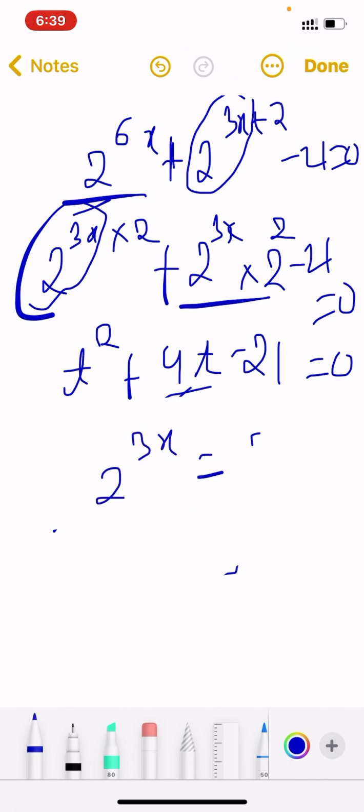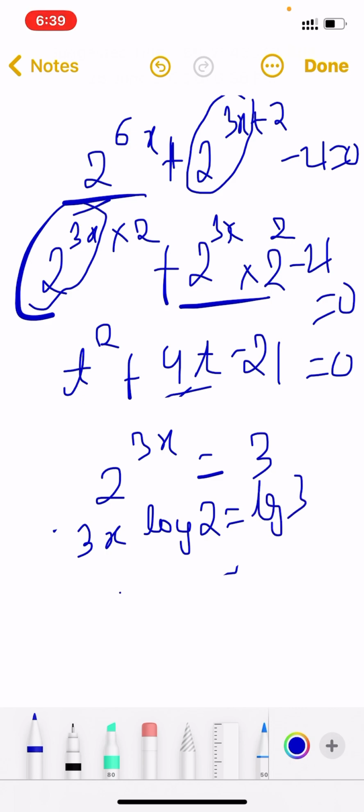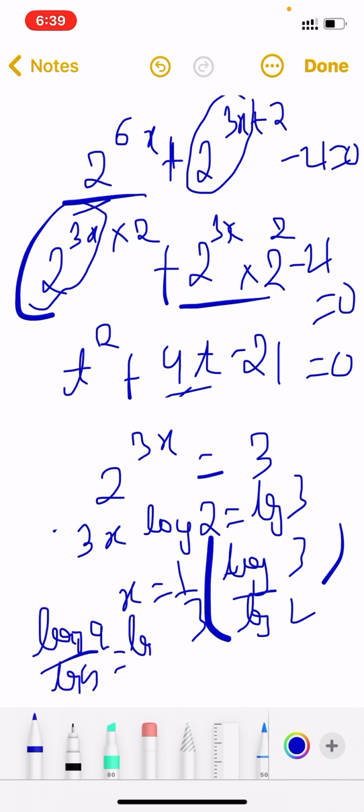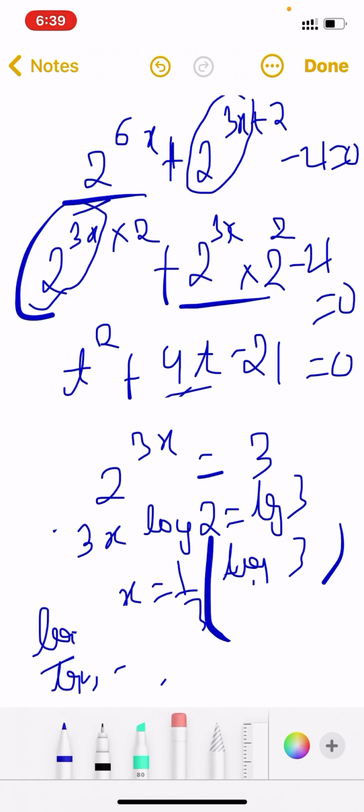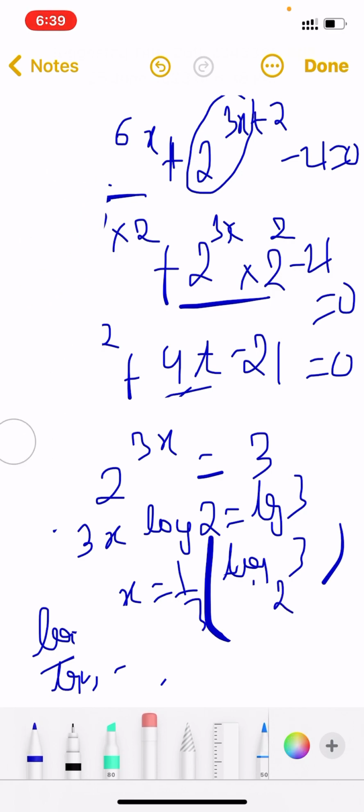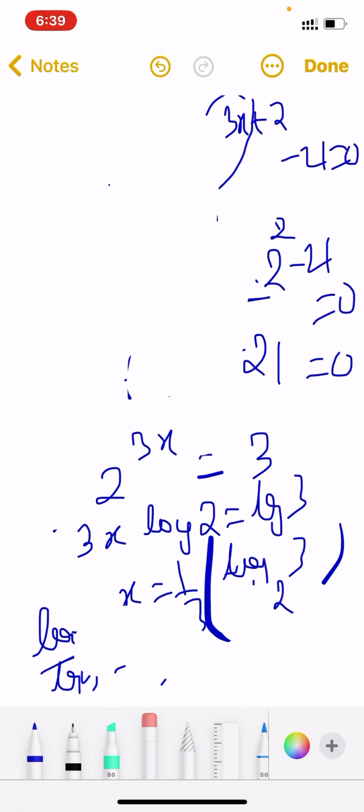Now we have to find the value of x. Simply take log on both sides, so this can be written as 3x log 2 equals log 3. So x will be 1 upon 3 log 3 by log 2. Now we know that log a by log b can be written as log a base b. So similarly we can do this over here as well. We have denominator 2, so this will go to the base, so this will be 1 by 3 log 3 base 2. That's it. Now question number 5 done as well.